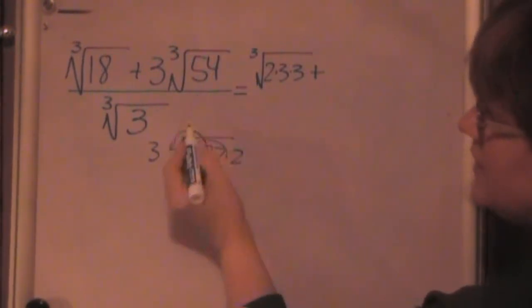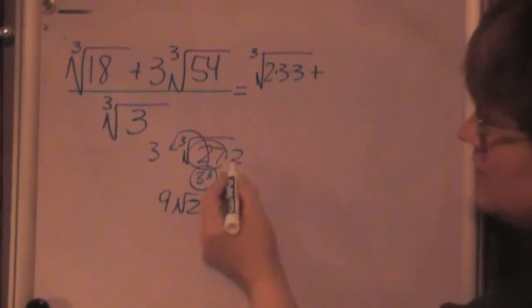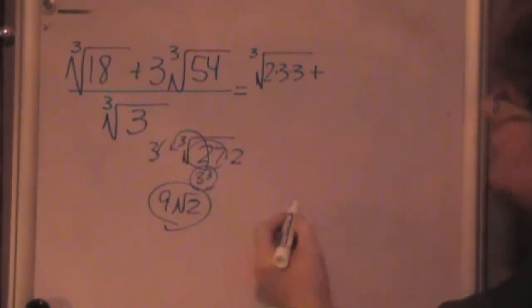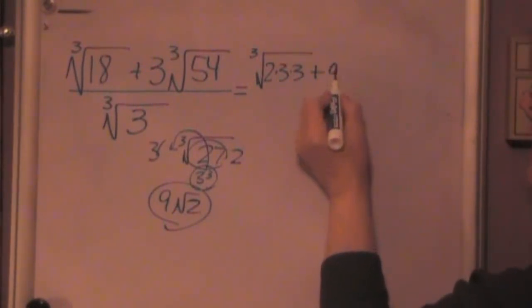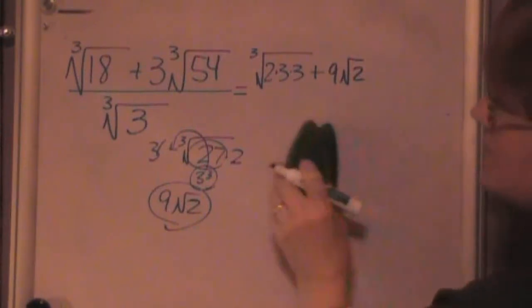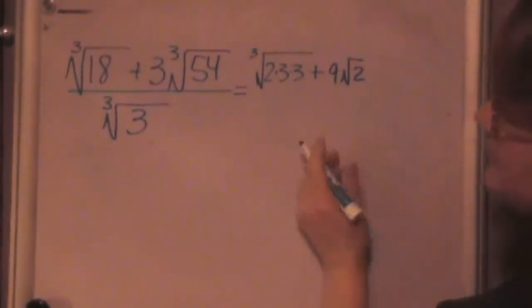So this is really 9 root 2. Leave the 2 in, the 27 comes out. So this one is really 9 root 2. I'm going to write it as 9 root 2 just to make it a little simpler. And now I'm going to erase this mess down here so you can clean it up.